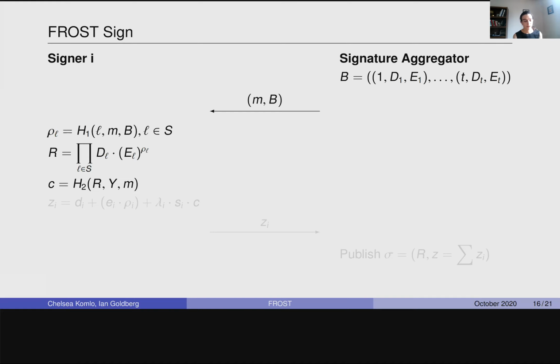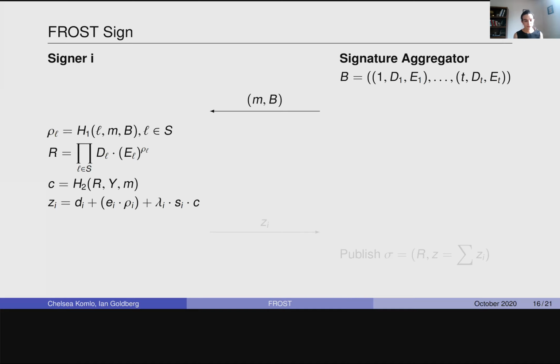Then every signer, exactly as we saw before in single-party Schnorr, will derive the challenge, which is just the hash of the commitment, the public key, and the message. However, note that in this setting, this R and Y value represent the whole group as opposed to one signer. And then they'll generate the response. In this setting, the response uses these two nonces, little d_i and little e_i, in combination with this rho value.